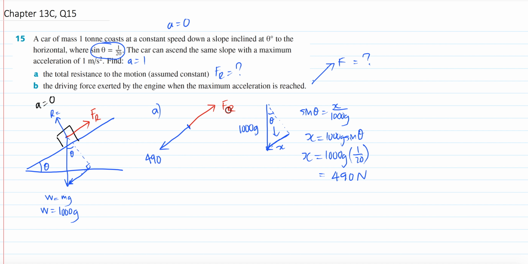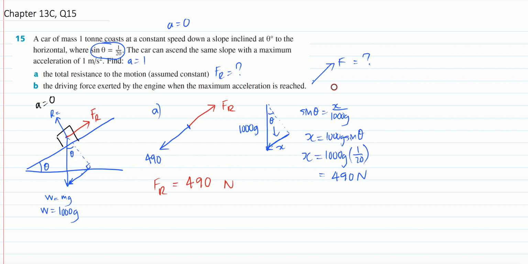And we know the friction force has to balance out with this force right here so that the object is just not accelerating in either direction. If they have to balance out, that means the friction force must be equal to 490 so that they cancel each other out. That's it. That's part A, guys. 490 Newton, that is your resistance force.